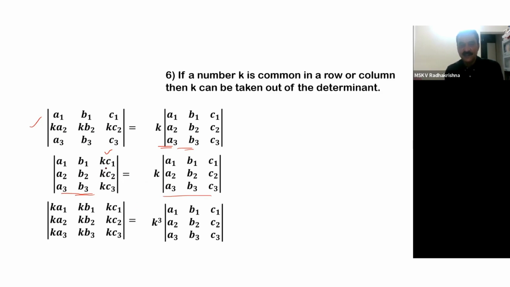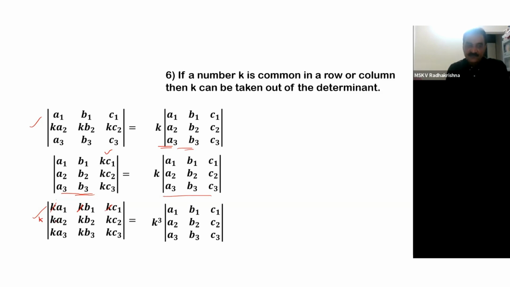So if there is an element common in a row or a column, that element can be taken out of the determinant. Okay. Now look at this example. In this example, k is common in all three rows and all three columns. So in this case, I can take k common from every row. If I take k common from the first row, k will come out.